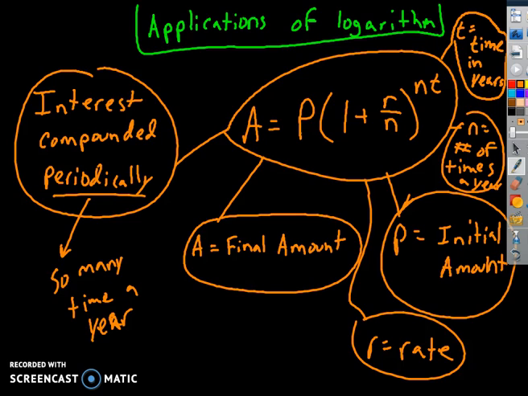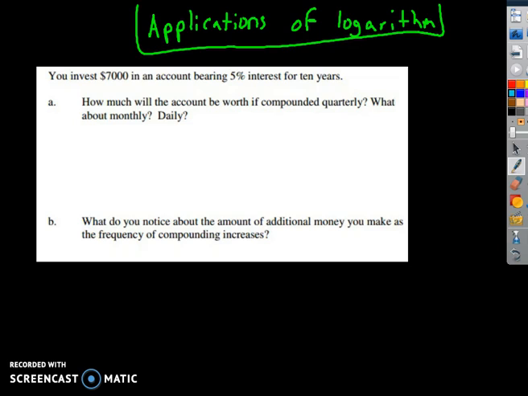You may want to copy all this down as a note so you know what these letters refer to when we go into other examples. But I'm about to erase this and give you your first example. Here's the example. You invest $7,000 in an account bearing 5% interest for 10 years. First question is, how much money will the account be worth if compounded quarterly? And what about monthly? And then what about daily? So it's 3 questions in part A.